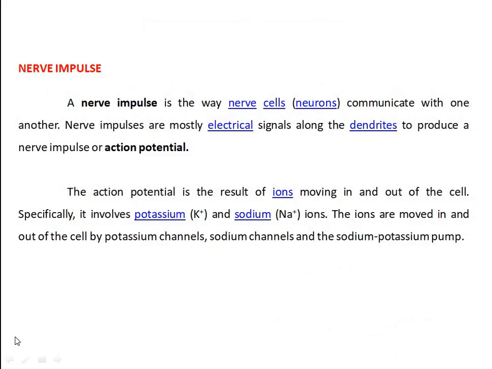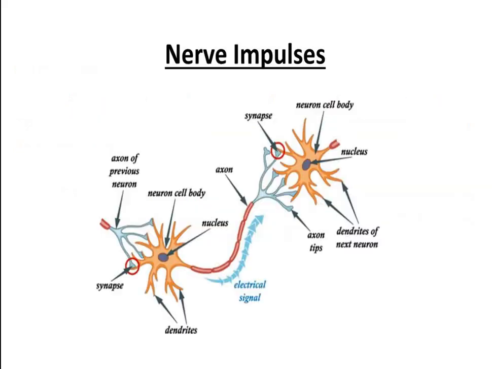What is a nerve impulse? It is very important, the way nerve cells communicate with one another. Nerve impulses are mostly electrical signals along the dendrites to produce nerve impulses or action potential. The action potential is also related to moving ions like potassium and sodium ions. It depends upon the sodium-potassium pump.